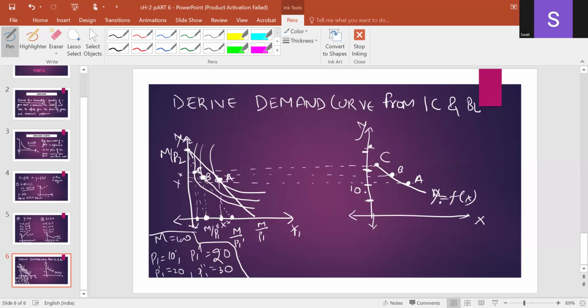Okay, so this becomes a little messy, but you just need to understand that we're just connecting these points: at the price of 10, the quantity demanded by the consumer for good X is this. At the price of 20, the quantity demanded by the consumer is this, and at price 30, the quantity demanded by the consumer is this, right? So X1 star, X1 dash, X1 double dash.